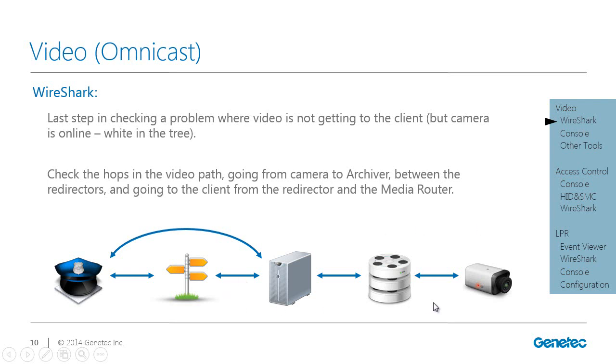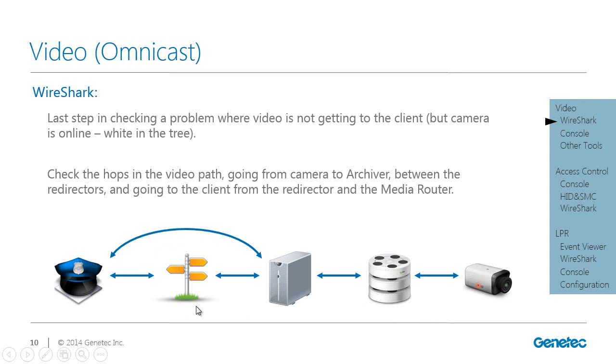We'll want to check the packets going from the camera to the archiver, from the archiver to the redirectors, between the redirectors, and finally from the last redirector to the client running the Security Desk application. We're also going to need to check between the client and the media router and the redirectors as well, as there is some communication between them.